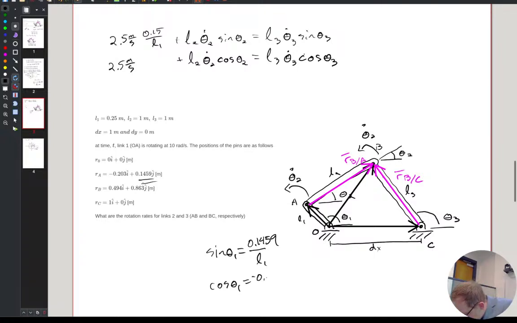Yeah, negative 0.2 over L1. All right, try it out. Now we need our sine theta 2 and cosine theta 2. Try that one out. What are those? Over L2.